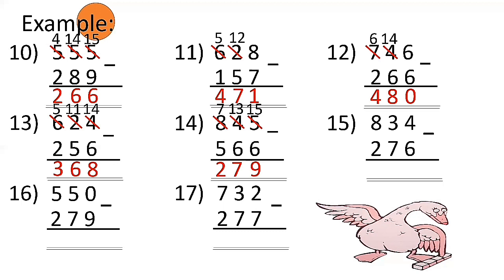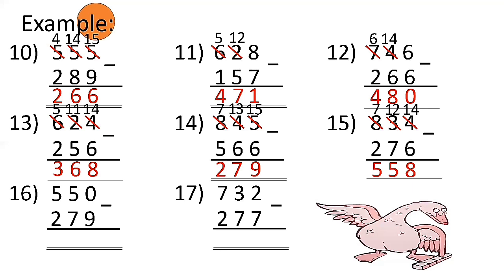Number 15, 834 minus 276. We cannot subtract 4 by 6, so we need to borrow in the tens place. Cancel 3 becomes 2 and 4 becomes 14. And 14 minus 6, that's 8. 2 minus 7 cannot be, so we need to borrow in the hundreds place. Cancel 8 becomes 7 and 2 becomes 12. 12 minus 7, that's 5. And 7 minus 2, that is 5. So our answer is 558.